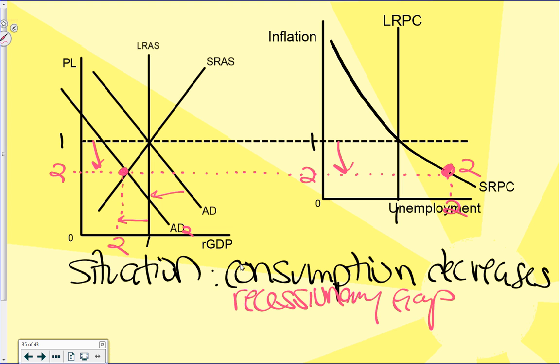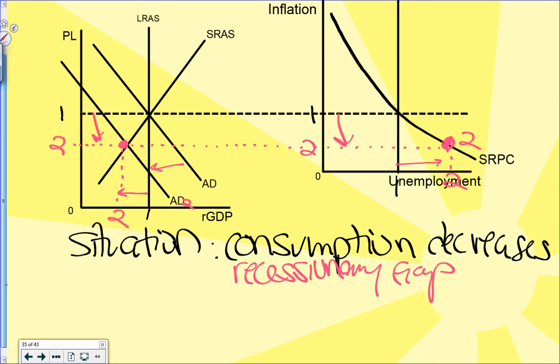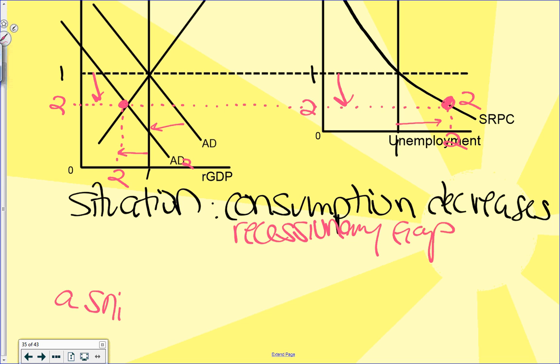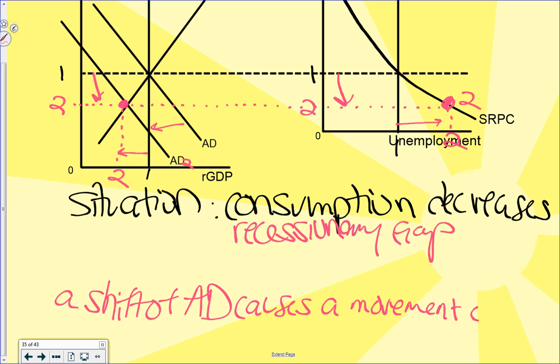And if GDP went down, what's happening to the economy? Not good things. It's a recession. Unemployment going up. And unemployment goes up during a recession. And so a shift in aggregate demand, what happened to the Phillips curve because of it? This is a shift. What is this? A movement. A shift of aggregate demand causes a movement on the short run Phillips curve.